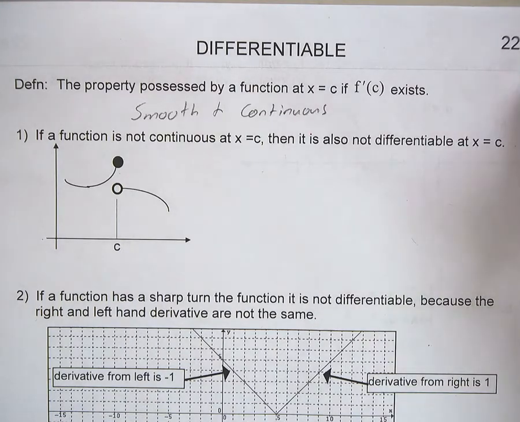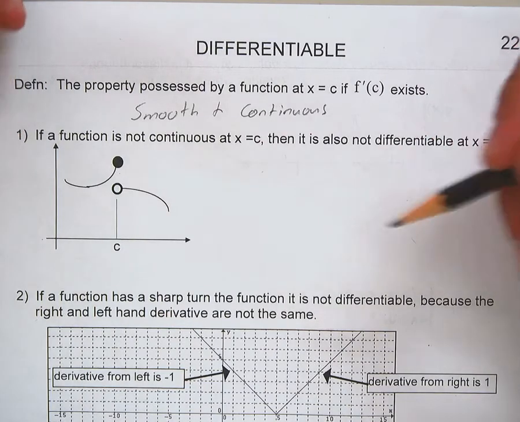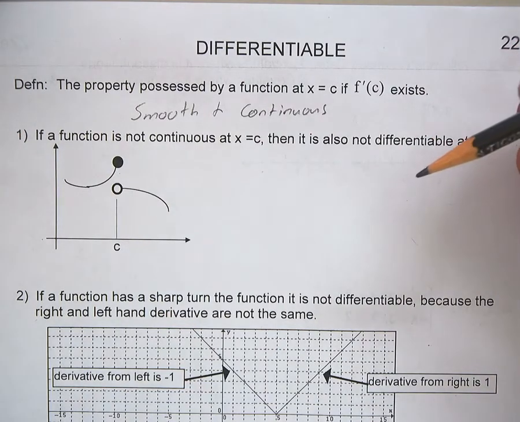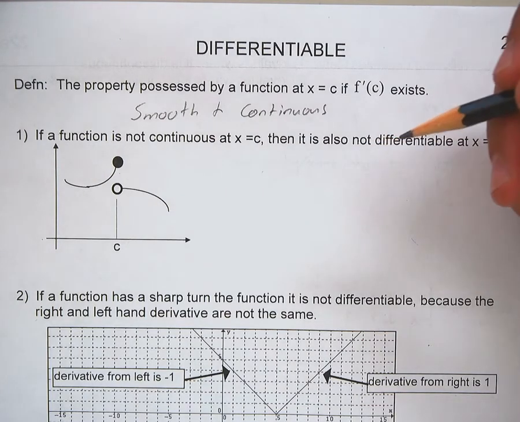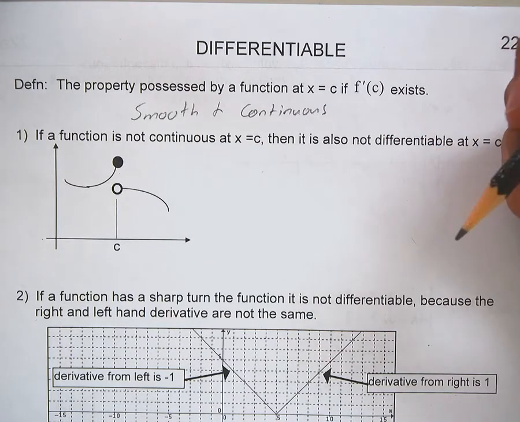For example, in number 1 here, it says if a function is not continuous at x equals c, then it's also not differentiable at x equals c. And that one's pretty obvious because the limit is not the same at c. The limit doesn't exist there because the limit from the left and the limit from the right are different. So if it's not continuous, then it's also not differentiable. All right, that pretty much makes sense.